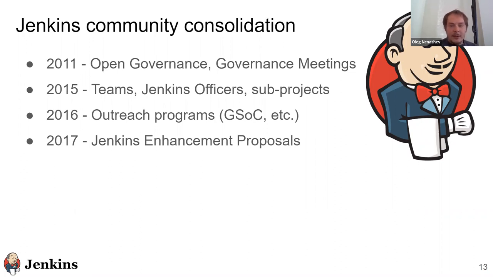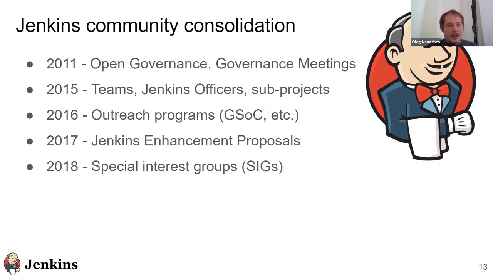So it helped us again to become more transparent about the initiatives we have and to provide the venue for reviews and discussions. In 2018, we introduced special interest groups. It's basically working groups interested in particular topics. For example, a platform special interest group was the first one to be created. Then there was cloud native special interest group, advocacy, Chinese localization, etc., etc.